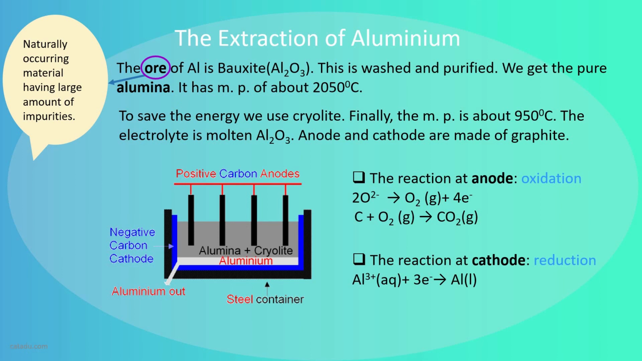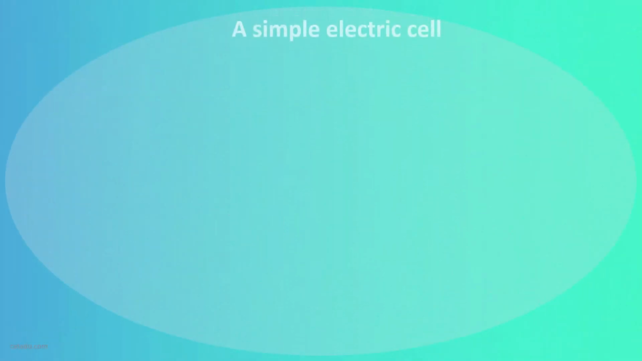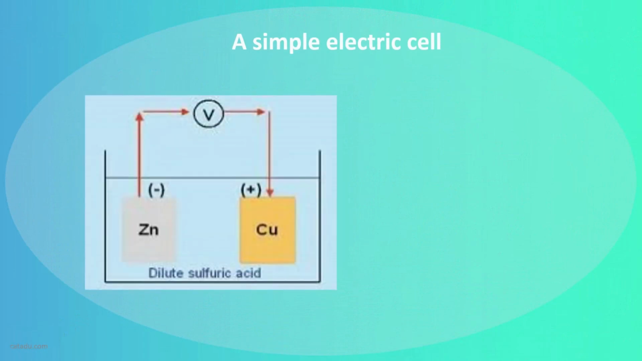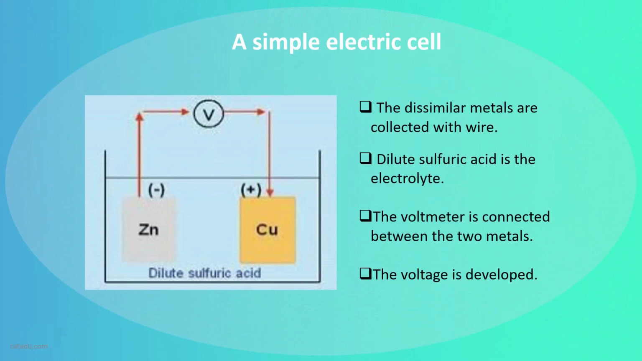A simple electric cell. With this cell, we can develop electrical energy from chemical energy. So two different metals are connected here. The electrolyte is dilute sulfuric acid. The voltmeter is connected between the two metals, so the voltage is developed. It depends on the reactivity of the two metals. The greater the difference, the more voltage you will get.